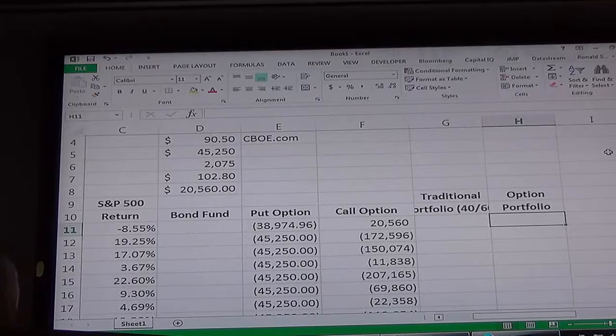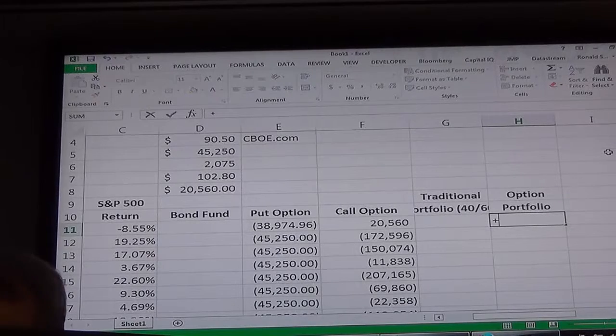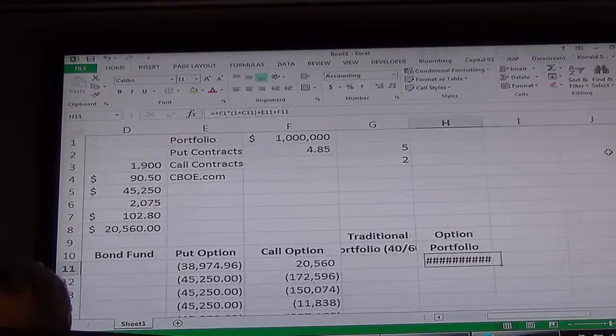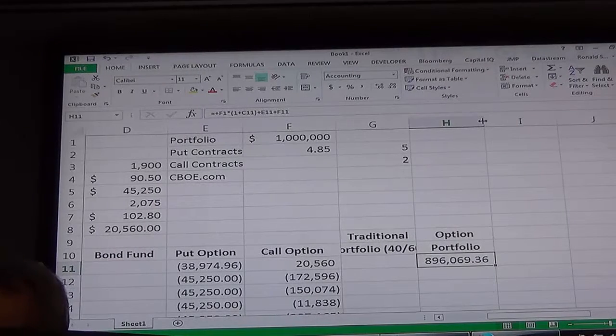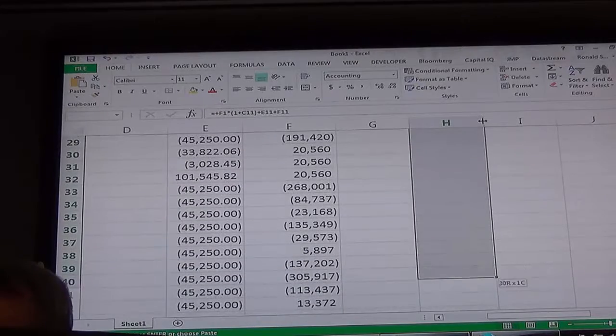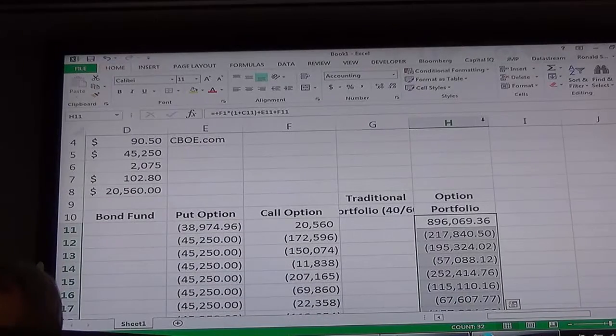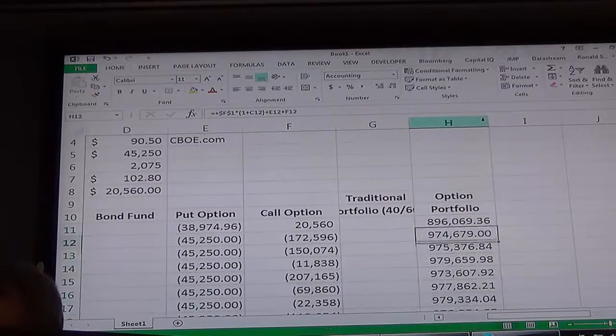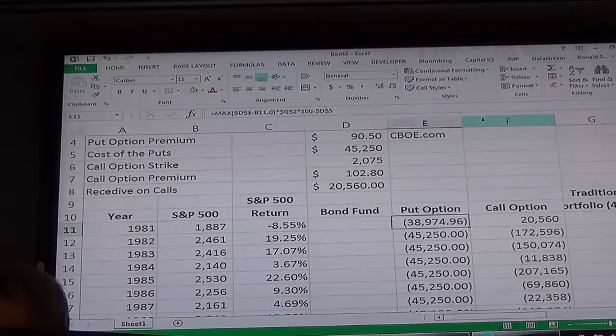So I can show you my option portfolio. My option portfolio is going to be my $1 million I had invested times 1 plus the return on the S&P 500, because I'm 100% S&P, plus my put gain plus my call gain. And that's my ending portfolio. I can copy that down. So these are all my ending portfolios. I did something wrong again. F1. Here's my ending portfolio. Boy, it looks really, really bad because it's always less than $1 million.